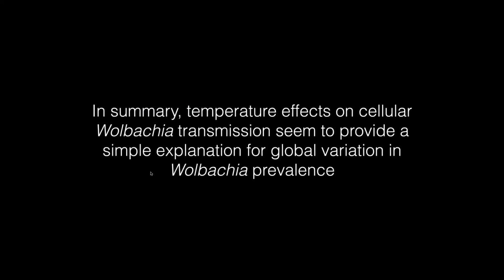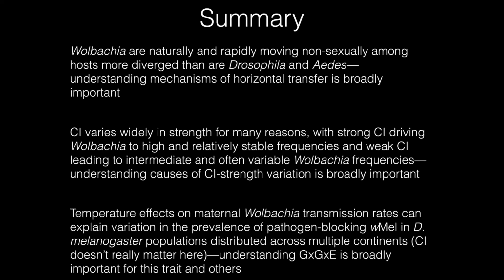In summary, temperature effects on cellular Wolbachia transmission seem to provide a simple explanation for global variation in wMel prevalence. I think this is interesting. For those that know, in the Aedes systems, there's also evidence of temperature effects that can affect transmission, although those tend to be related to heat stress. We could potentially talk about that if people are interested. In a larger summary, Wolbachia are naturally and rapidly moving non-sexually among hosts diverged more than Drosophila and Aedes are diverged. I think that's interesting, and understanding the mechanisms of that is something we're really interested in.